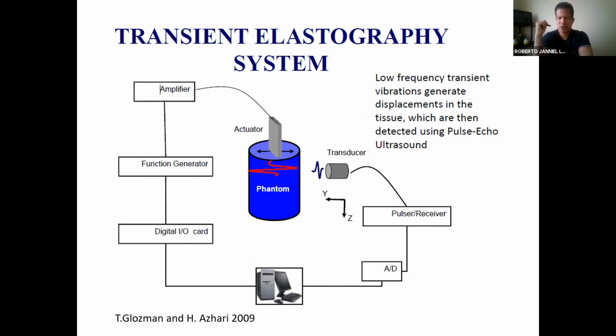In transient elastography, you have low frequency transient vibrations, which is different from something like sonoelastography or chronic wave elastography, where you have low frequency but continuous vibrations. Here it's a transient one that generates displacements in tissues. It's low frequency because you want to watch the wave propagate, and then you detect it using pulse echo ultrasound.